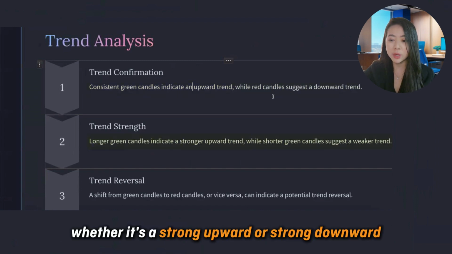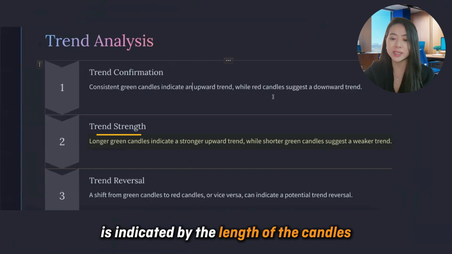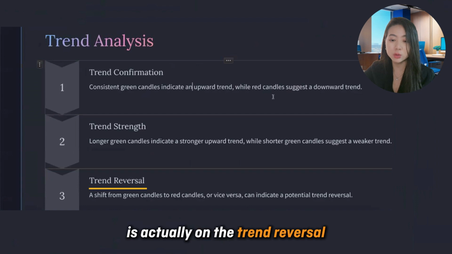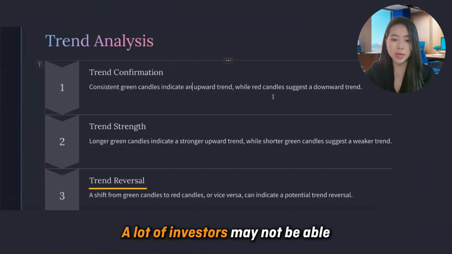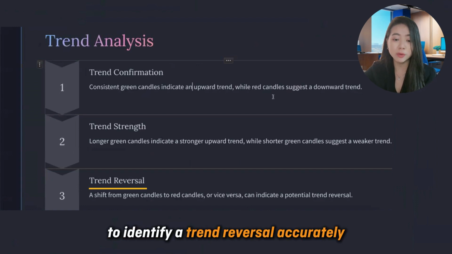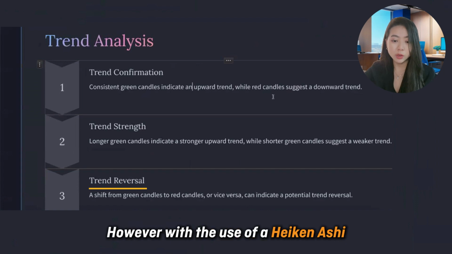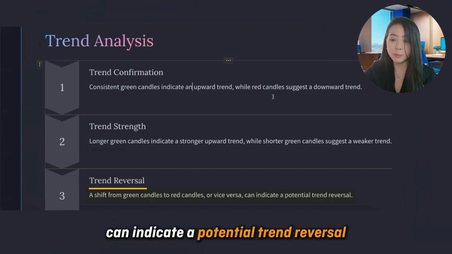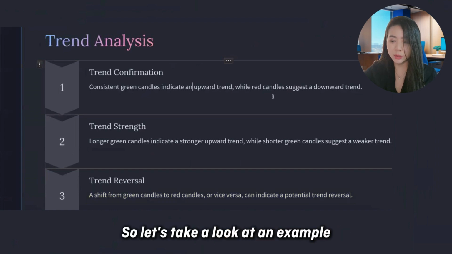So how do you identify whether it's a strong upward or strong downwards? It's indicated by the length of the candles, green or red. And the most important portion is actually on the trend reversal. A lot of investors may not be able to identify a trend reversal accurately. However, with the use of Heikin Ashi, you can see that a shift from a green candle to a red candle or vice versa can indicate a potential trend reversal. So let's take a look at an example.